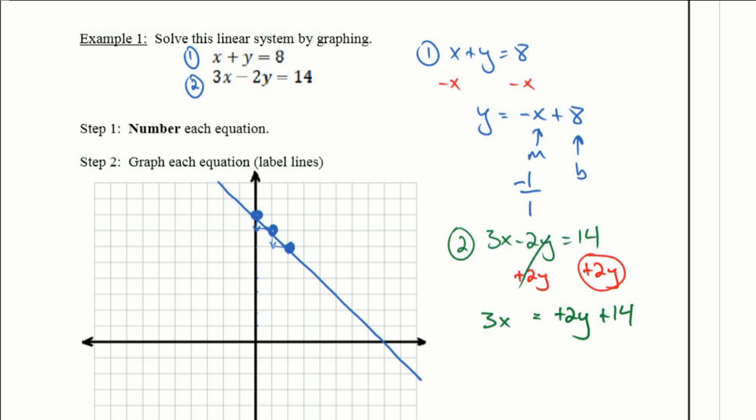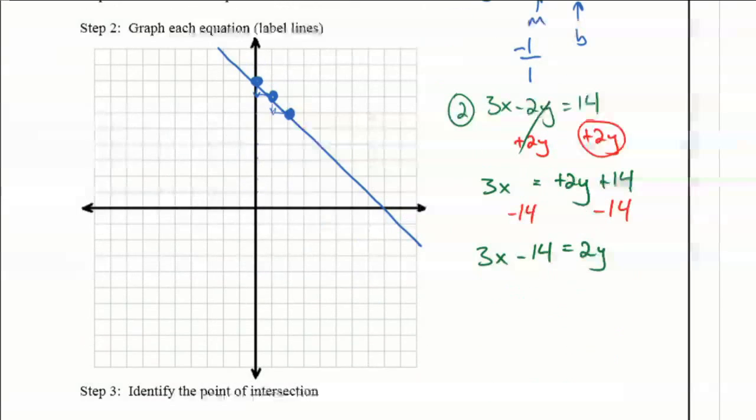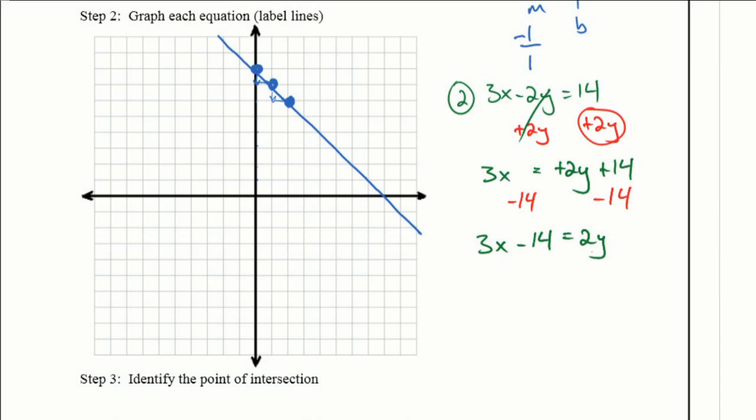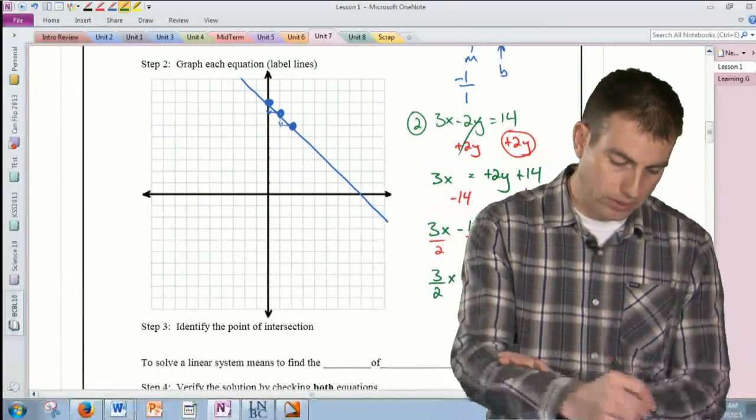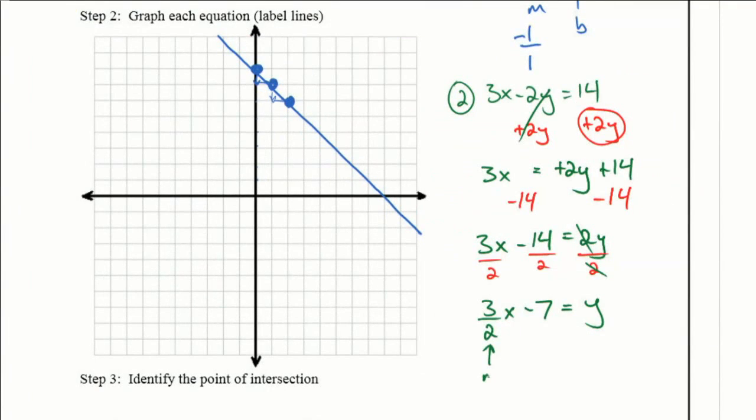Trying to get that y by itself, I'm going to subtract 14 from both sides. So I get 3x minus 14 is 2y. And then finally, I'm trying to get just y, so I'm going to divide everything by 2. So I get 3 over 2 x minus 7 is equal to y. The 2's just divide out to give me 1. So even though my y is on the right side, it's in y equals mx plus b form. I have my slope, I have my y-intercept, so I'm going to go ahead and plot those things.